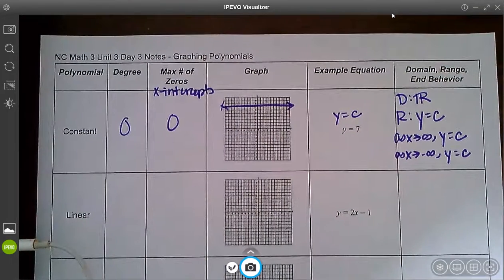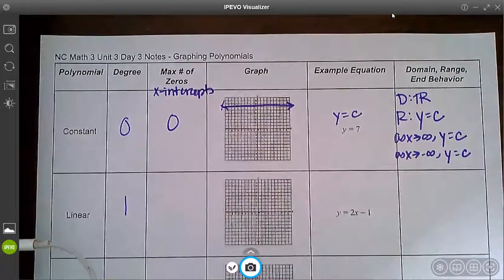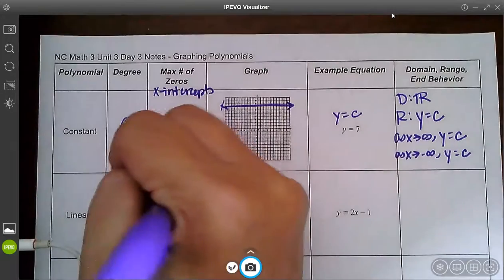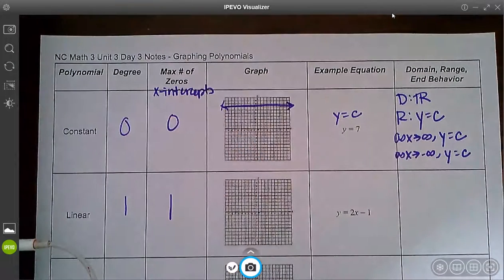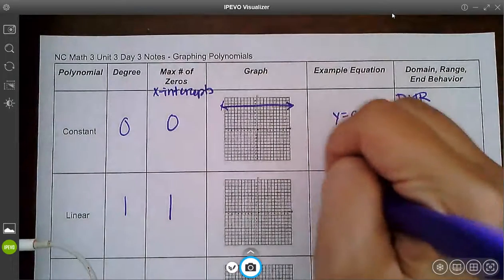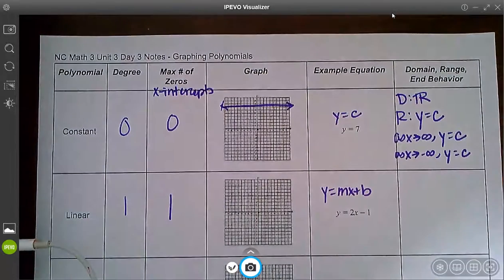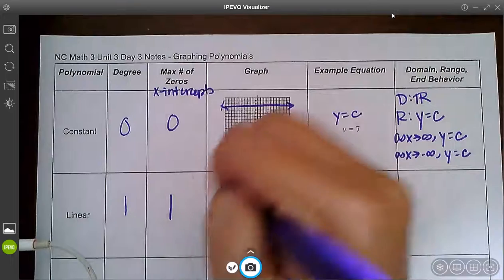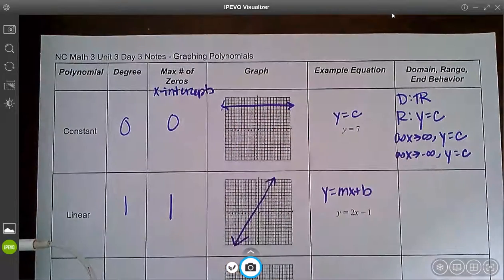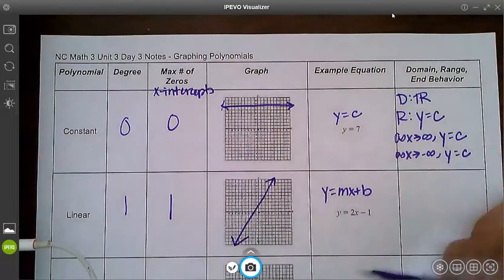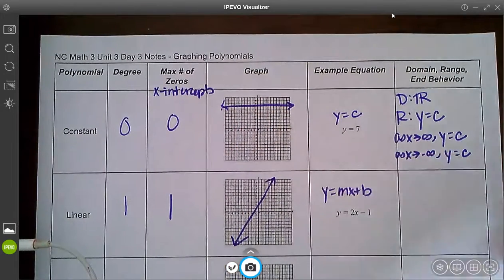A linear equation has x of degree 1 and a maximum of 1 x-intercept, or zero, so the number of zeros is 1. It's going to go through the x-axis one time. So this comes in the format of y equals mx plus b. It's going to be a line. Okay, so I'm just going to sketch any kind of line. That would be a positive one. A negative one would go the other way. Notice it goes through the x-axis one time.